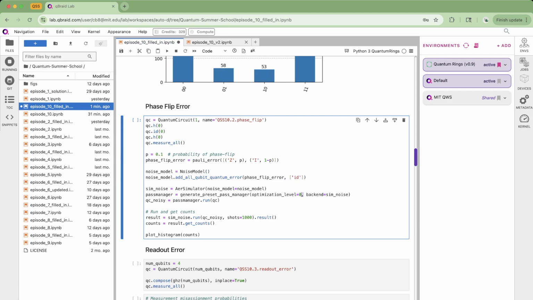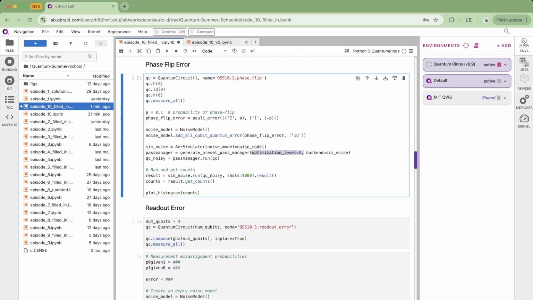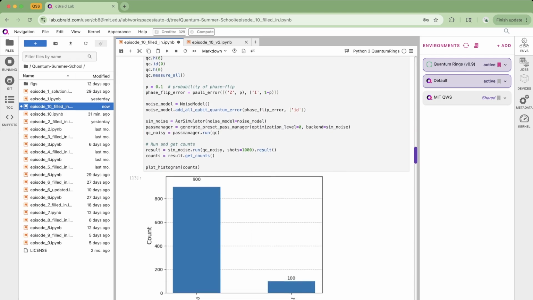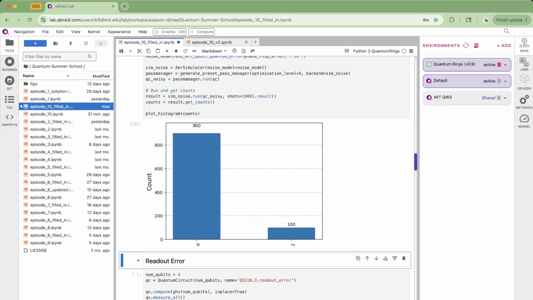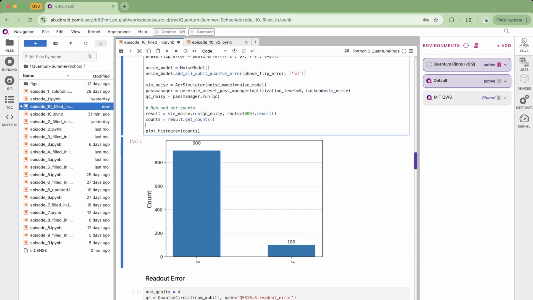And then I've added optimization level equals 0 here, because if you don't, it will get rid of all the identity gates, because it tries to simplify things. And here we can see that actually exactly 10% of the time, but that's just by chance, we had a phase flip error.